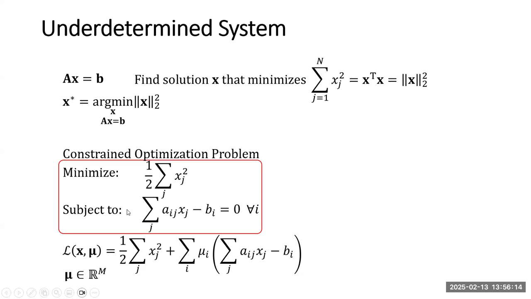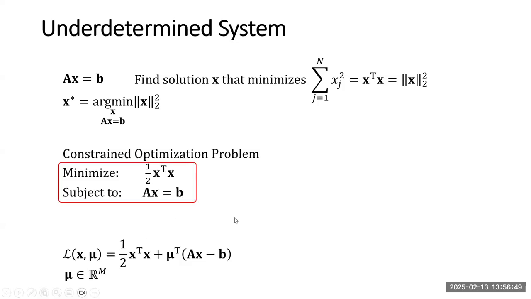How many constraints do I have? Equality constraints. For each row, how many rows? M, right? So for each scalar constraint, I must have a corresponding dual variable or a Lagrange multiplier mu i. And this is the Lagrange function or Lagrangian. This is a constrained optimization problem, and this is a Lagrangian. And mu is an m-dimensional vector.